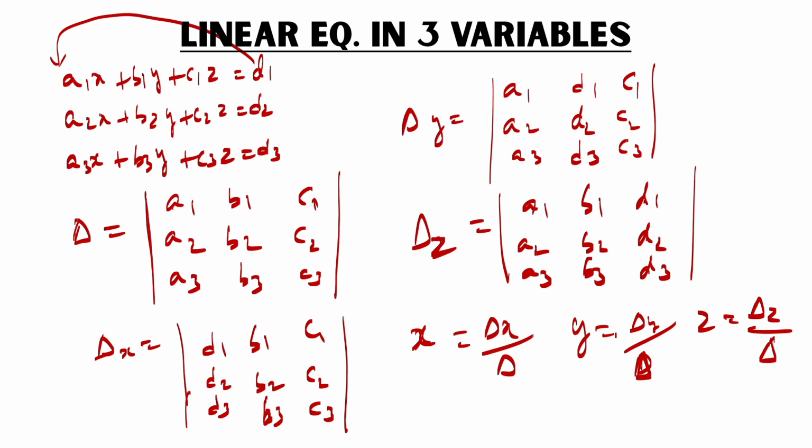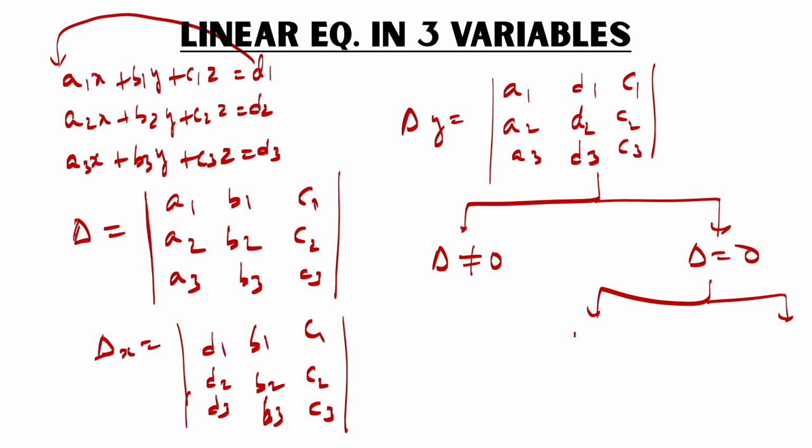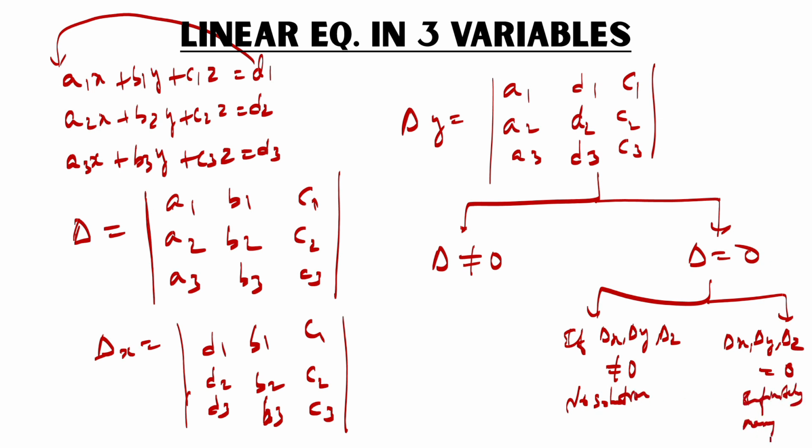First, let me erase this. So here, if det is not equal to 0 and det is equal to 0, these are the main two cases, right? And under this, we have two more. If det of x, det of y and det of z are not equal to 0, and if det of x, det of y and det of z are equal to 0. All these are not equal to 0 and all these are equal to 0. Two cases. In the first case, we have no solution, whereas in the second case, we have infinitely many solutions. Whereas if det is not equal to 0, we have a unique solution.